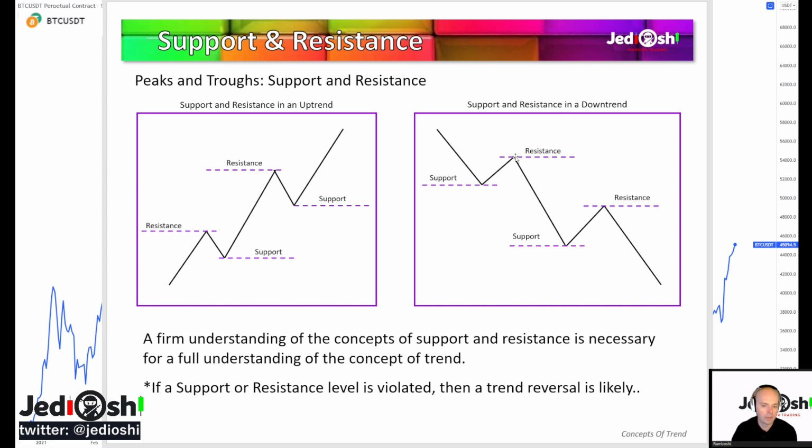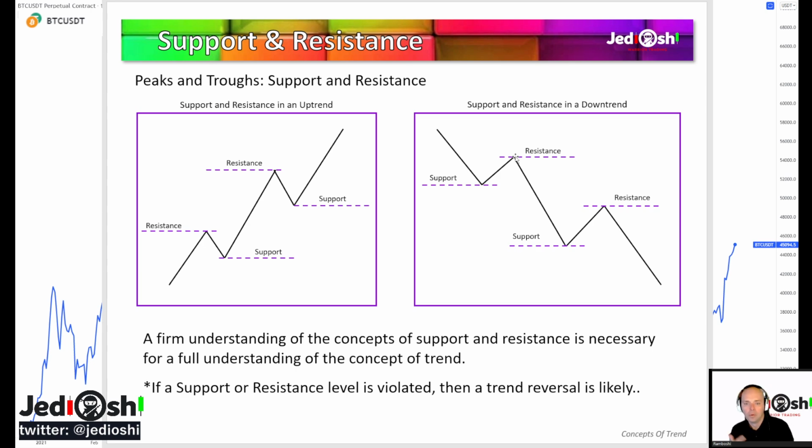So it's all about looking at a chart and identifying support and resistance levels. And I wrote here, a firm understanding of the concepts of support and resistance is necessary for a full understanding of trend. So you have to understand support and resistance to then understand trend, to then take it to the next level. These are all the building blocks in your wall of becoming a good to great to excellent analyst, and also a good to great to excellent trader.